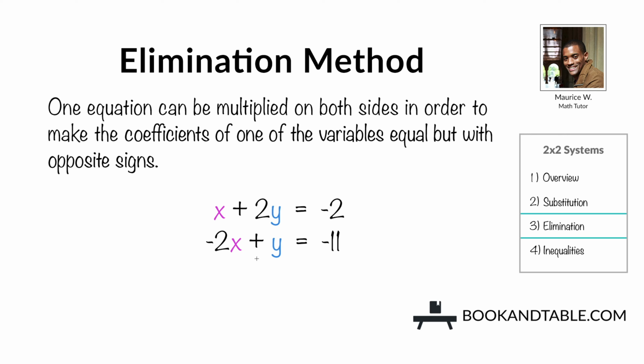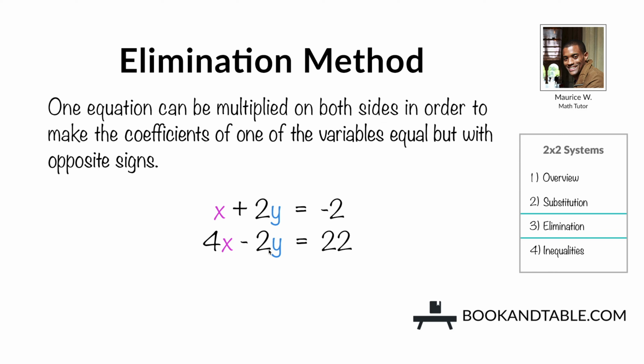So when we multiply this equation by negative 2, we get negative 2 times negative 2x, which is positive 4x. Negative 2 times y is negative 2y. And negative 2 times negative 11 is positive 22.